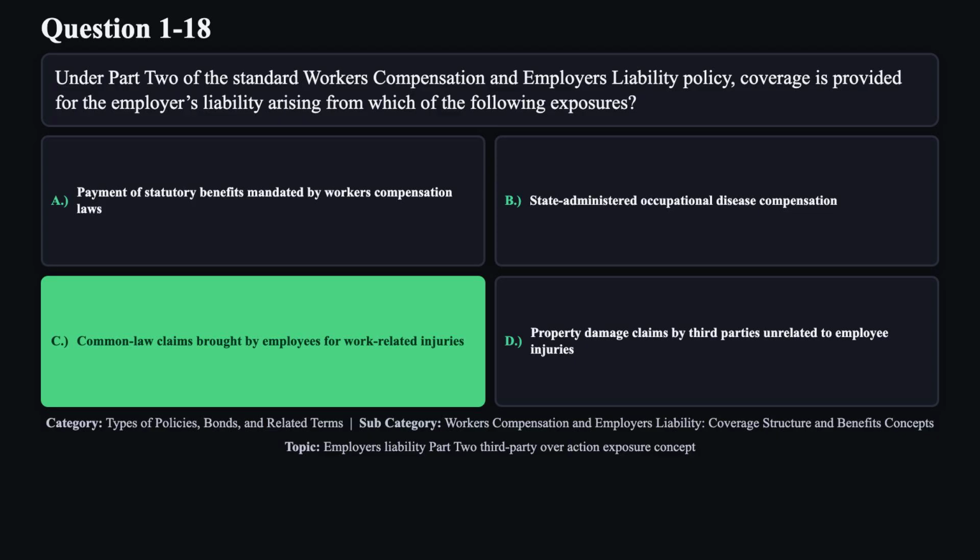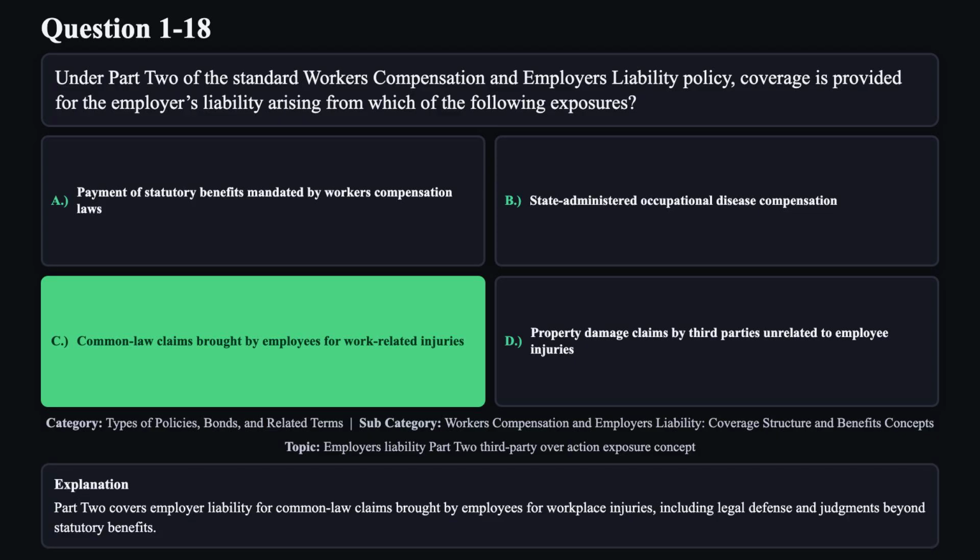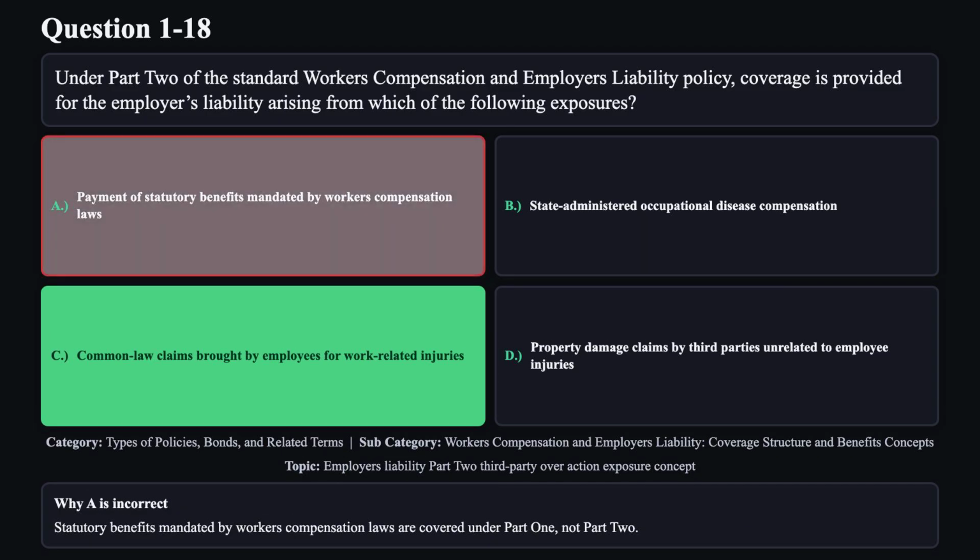The correct answer is C. Part 2 covers employer liability for common law claims brought by employees for workplace injuries, including legal defense and judgments beyond statutory benefits. Reason A is not correct. Statutory benefits mandated by workers' compensation laws are covered under Part 1, not Part 2.